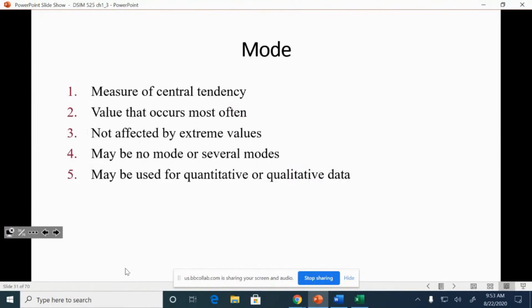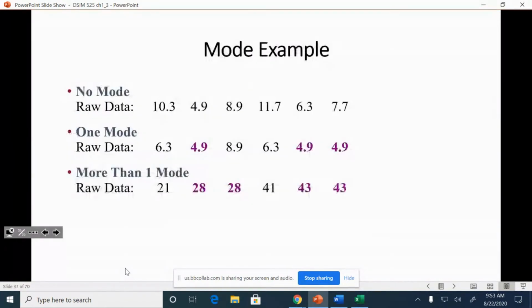All right, so the mode, another measure of central tendency, and it's just the most common value. And you can have something called bimodal data, which means there's 2 modes, and multimodal data. It can be used in both quantitative and qualitative data. So we have no mode if we have all unique numbers. We have one mode, or we have 3 4.9s, or we can be bimodal, where we have 28 and 43 as both modes.